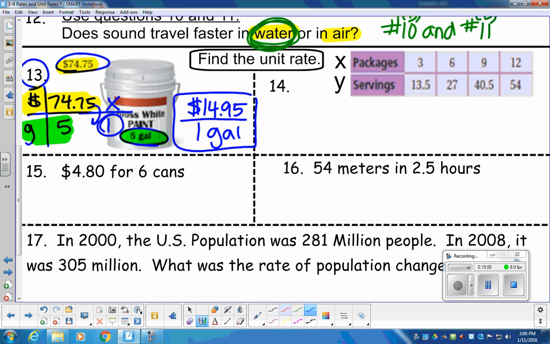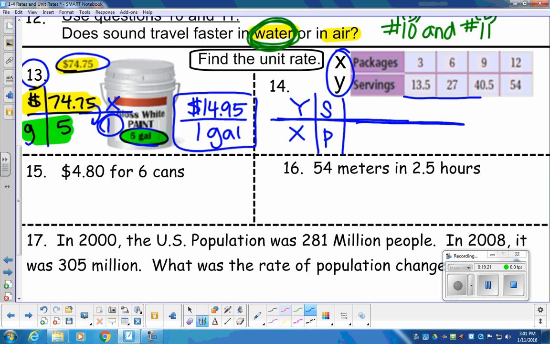Moving on to number 14, and for number 14, we're going to take always y divided by x. So this table is going to end up switching a little bit, or flipping, which happens a lot in math when you have to analyze the data, but we really do need y divided by x. So we're going to have our servings divided by our packages. Now in this table, really all I need to do is grab one of these data points. There are 4 available, 1, 2, 3, and 4. I just need one to compare the rates. So I'm just going to grab the first one out of the table.